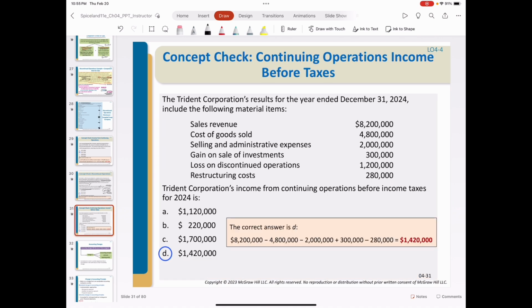This question asks us the income from continued operation before income tax. So actually we should exclude this. Why? Because this is reported in the income from discontinued operation. Yeah, basically we just report all other items. So the income from continued operation includes all the rest of the items.